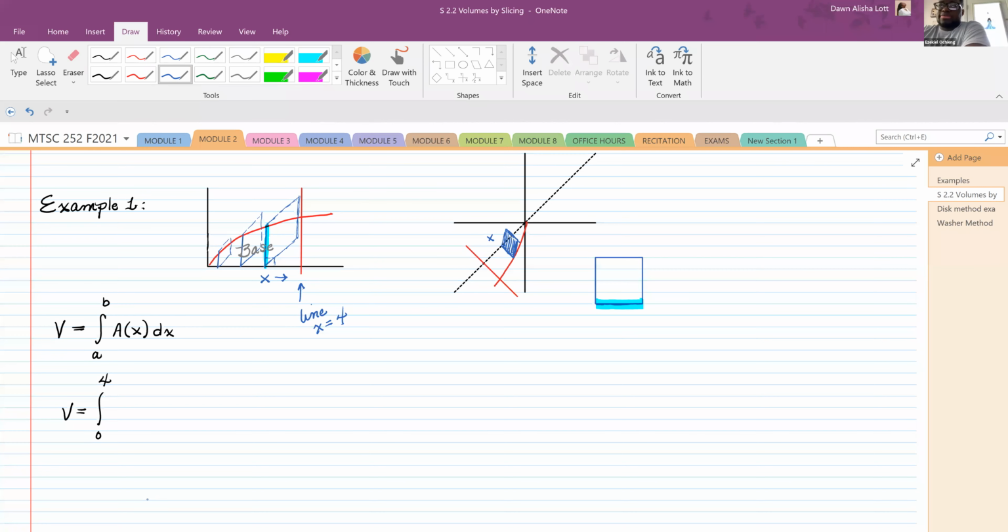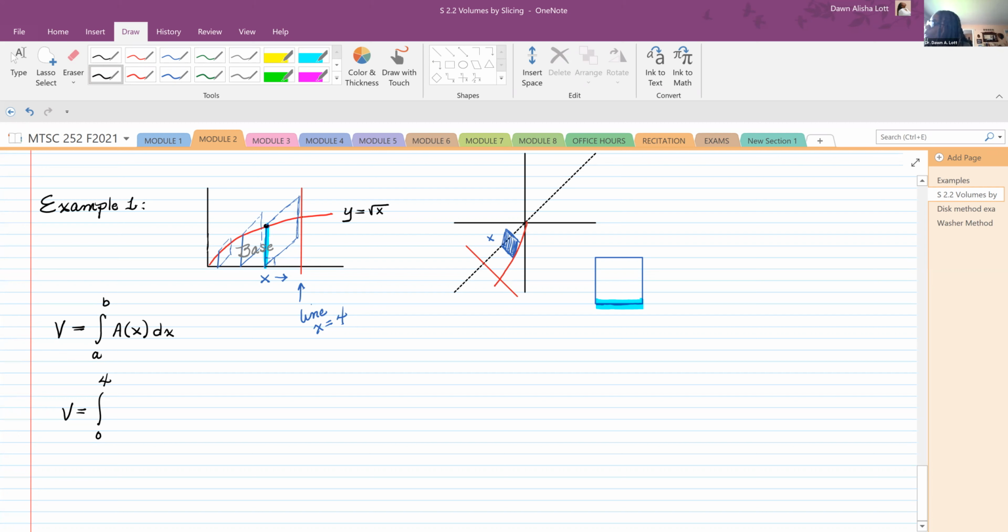If it's a square, they have the same sides. That is exactly right. But I need to know what that side is. So how can I figure out what the side is? So I chose an x. Where is this point? That point lies on the curve y is equal to the square root of x. So for any x, that height is its square root.